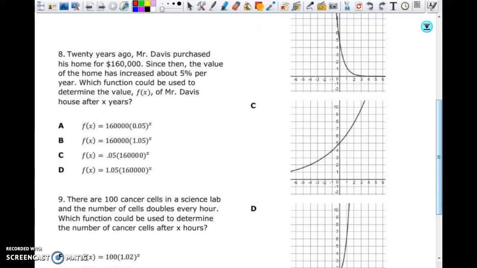Okay, so number 8, 20 years ago, Mr. Davis purchased his home for $160,000. Since then, the value has increased about 5% per year. Sorry, I forgot to underline this number. Which function could be used to determine the value f of x of Mr. Davis's house after x years? Remember, this is an exponential, y equals ab to the power of x. Remember, the a is always the starting value.